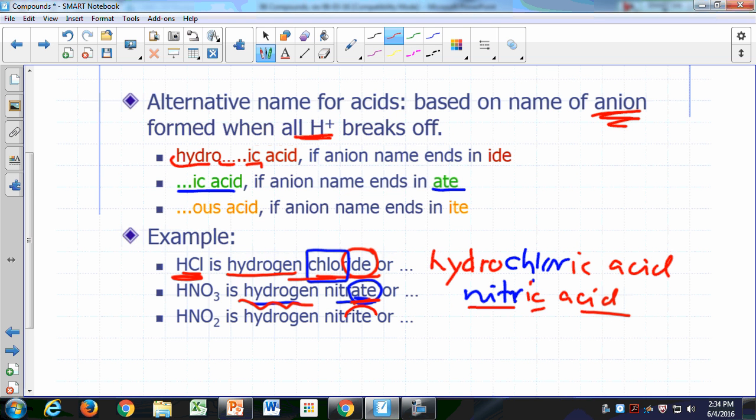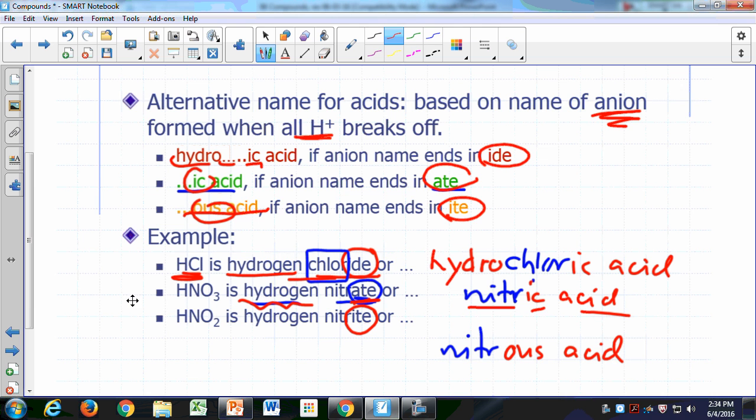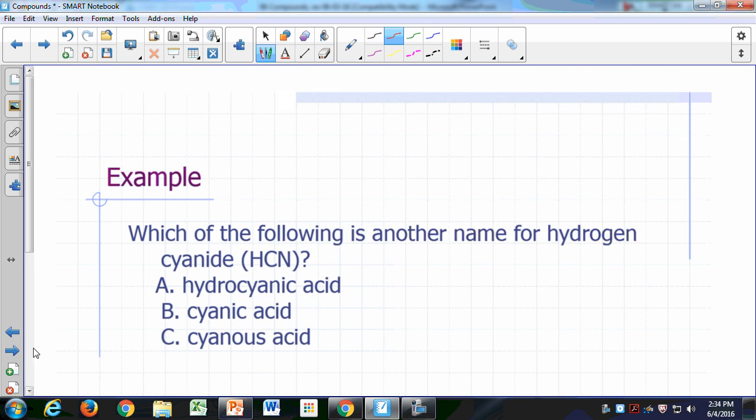And if the name of the anion ends in ite, then instead of ic acid, it's an ous acid. So hydrogen nitrite would be nitrous acid. So ate goes with ic, ite goes with ous, ide goes with ic, but there's a hydro in front. Got it? So let's apply that.